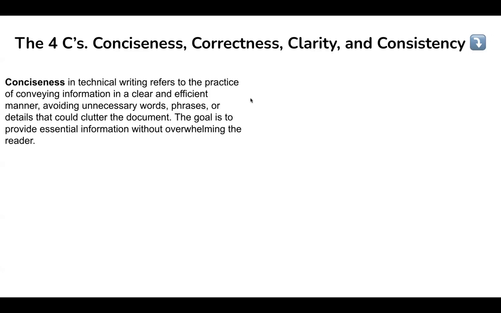The first one on the list is conciseness. Conciseness is basically the practice of conveying information in a clear and efficient manner, which means avoiding unnecessary words, unnecessary phrases, and unnecessary details that could clutter the document, because the goal is to provide essential information without overwhelming the reader. Anything you don't need to put in your content, you just don't put it. There are no buts, no ifs or maybes. Anything that is unnecessary, you have to cut out because it has to be concise. Only the things that the reader needs to know should be in your technical content.